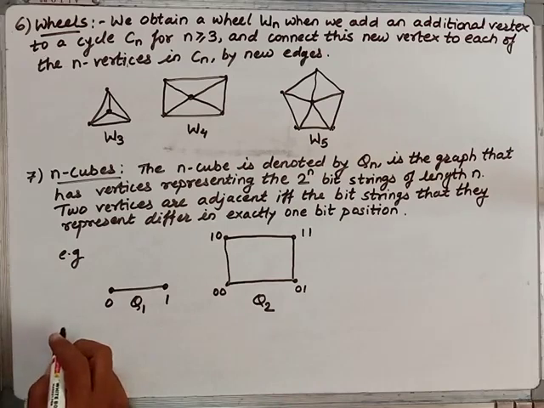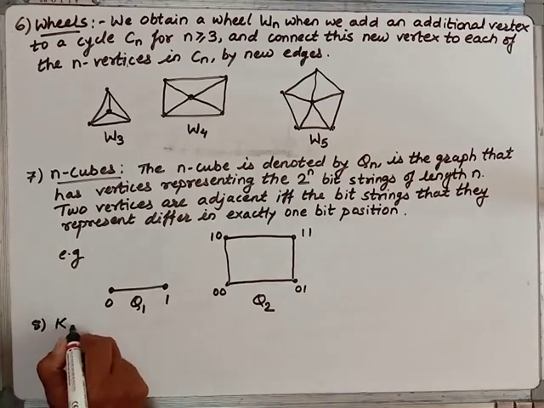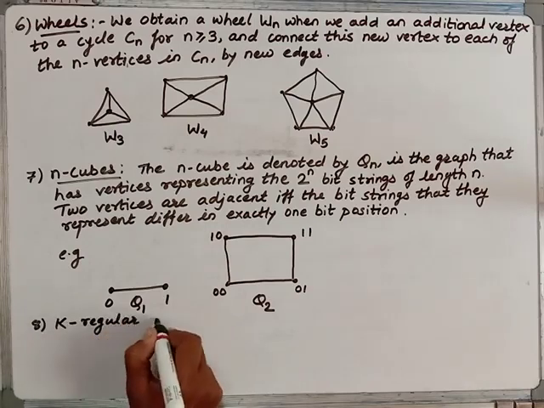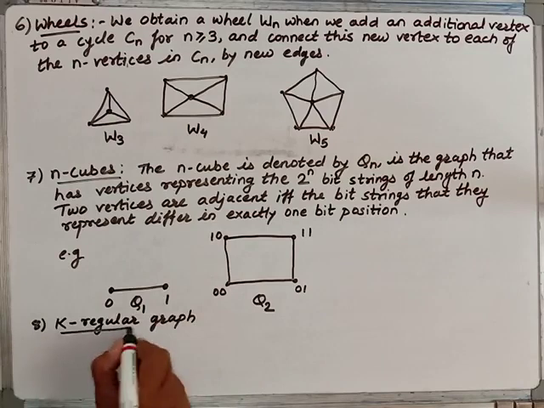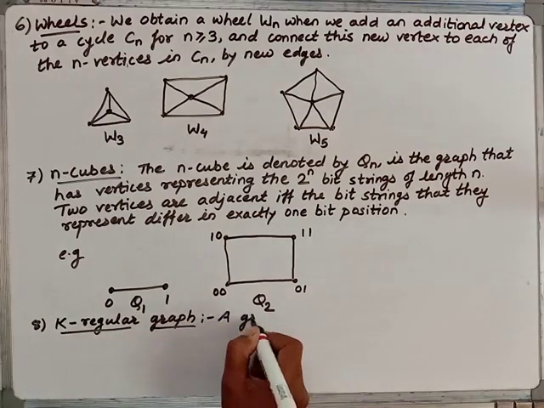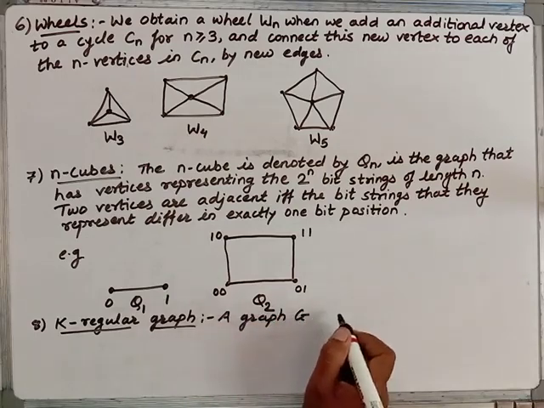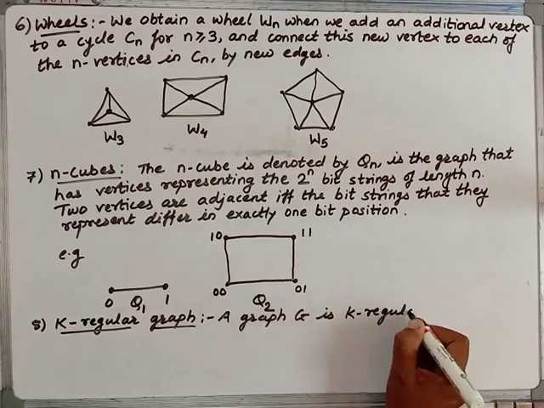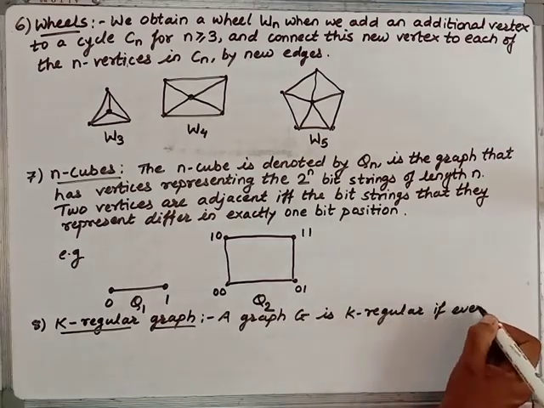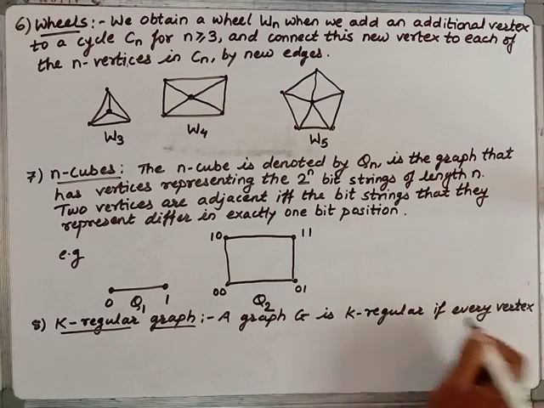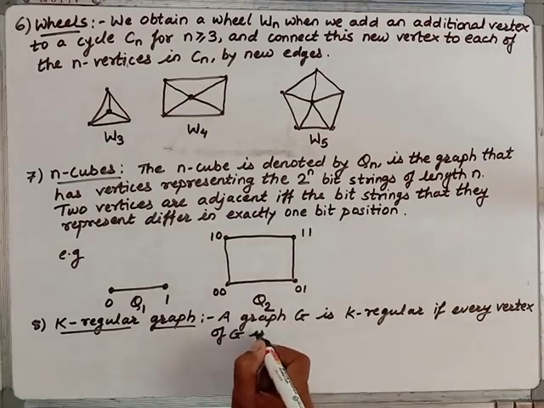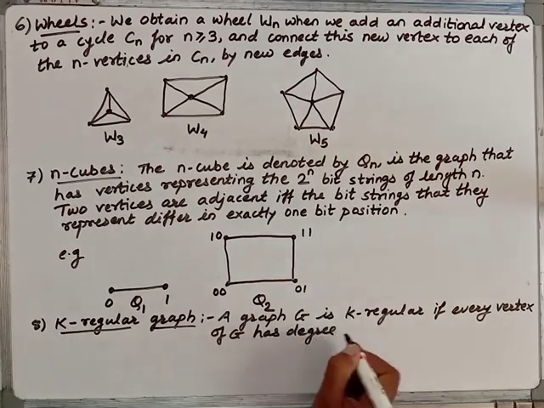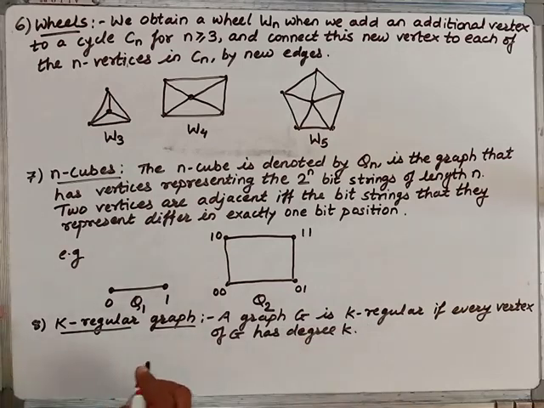Now, the next type is K-regular graph. A graph G is K-regular if every vertex of G has degree K.